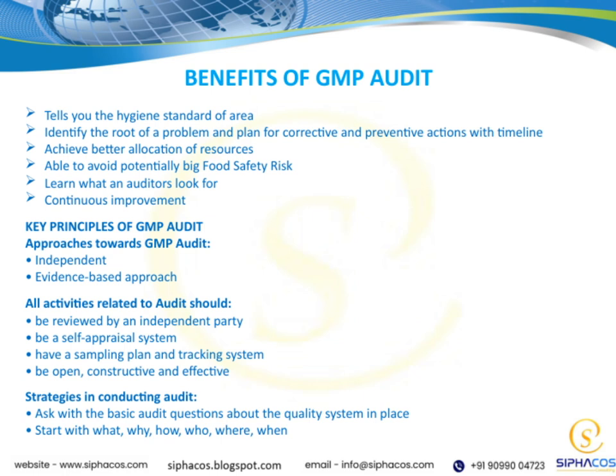When conducting an audit, start with basic questions about the quality system: ask what's in place, why it's there, how it operates, who's responsible, where it's implemented, and when it's happening. These questions help us thoroughly assess the system. The main benefits of GMP audits include ensuring compliance with standards, preventing hazards, and fostering a culture of continuous improvement. Overall, these audits are vital tools to safeguard food safety, optimize resources, and strengthen our quality systems.